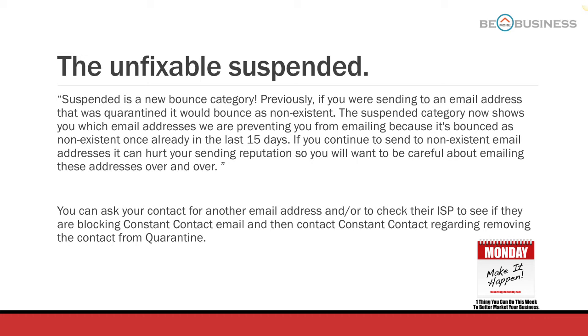So you need to see if they're blocking Constant Contact emails, or if they have a really super rigorous program where the person you're trying to email could ask for a very simple setting, and then your emails would come to them without a problem. Once you've done that, you need to contact Constant Contact regarding removing that contact from quarantine. Then it'll go back to being a deliverable address, and it'll start sending emails to it. The suspended category, in reality, has been put in place to protect you.